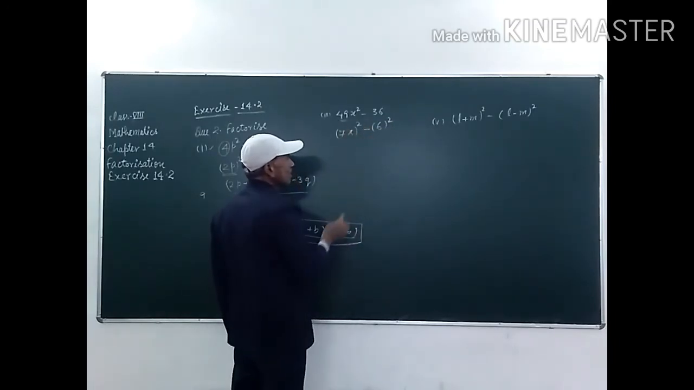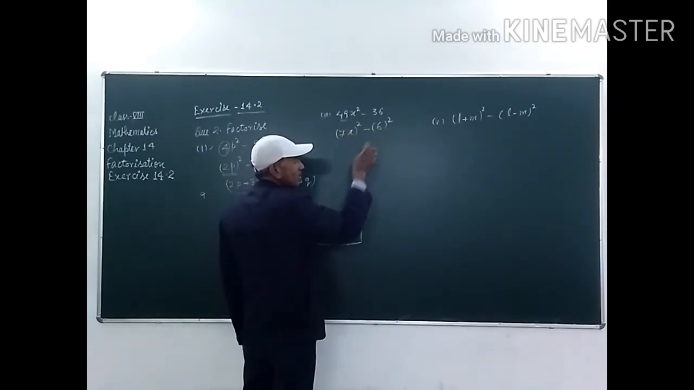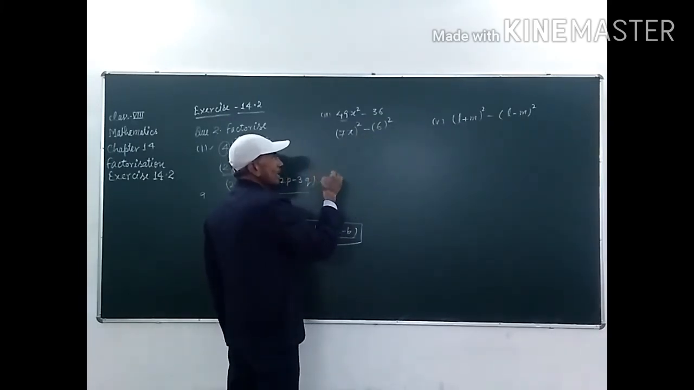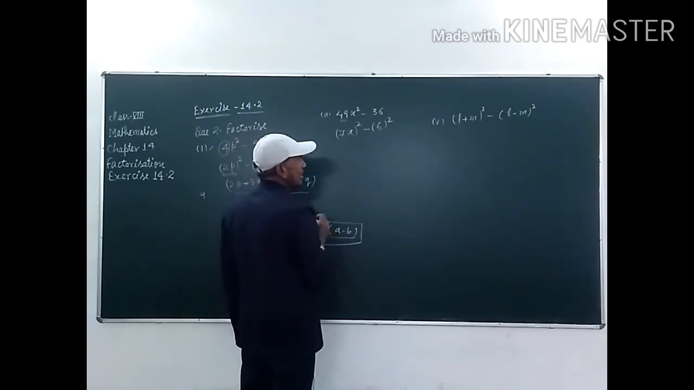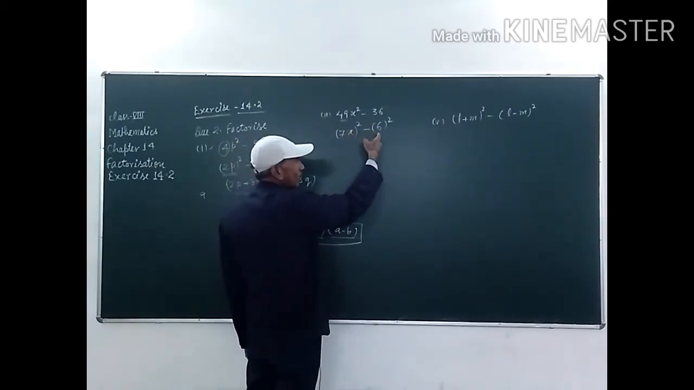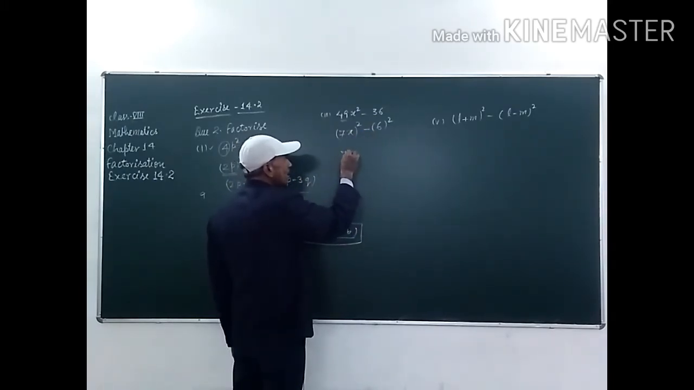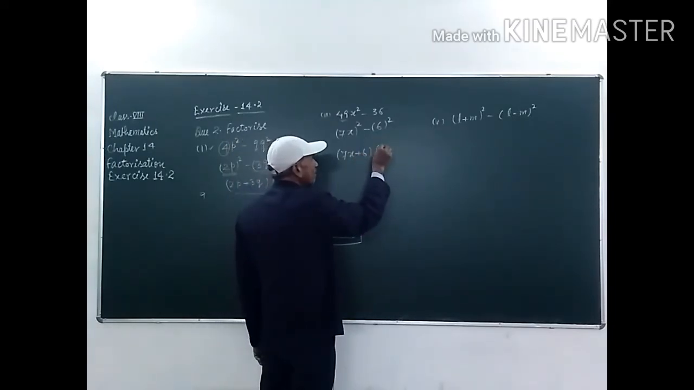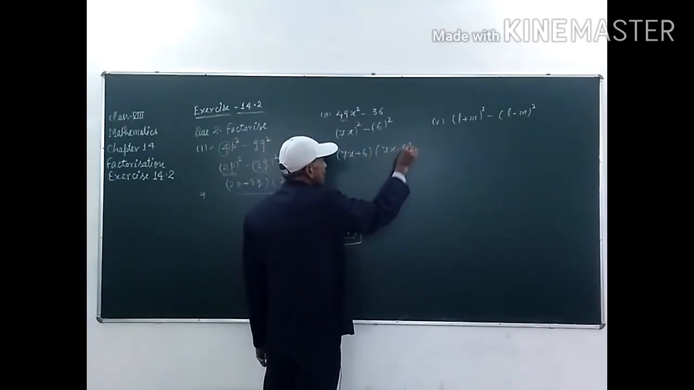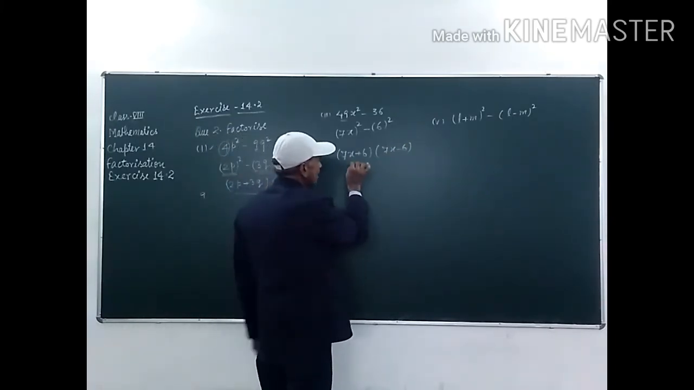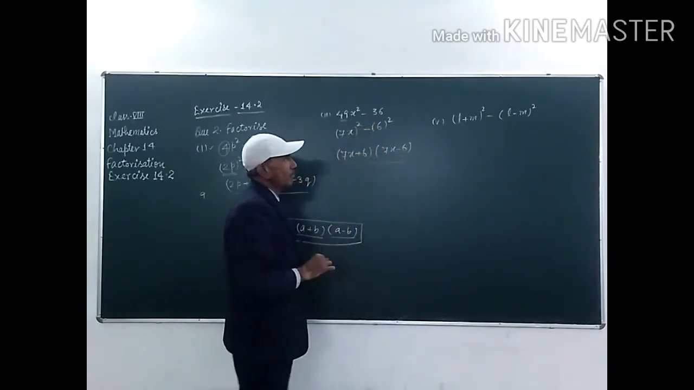Now, this expression is in the form of a square minus b square. So, we have to write first a plus b and second a minus b. It means, student, in place of a there is 7x and in place of b 6. So, we have to write here 7x plus 6, that is a plus b, and in another bracket 7x minus 6, that is a minus b. So, this one is the answer of this part of the question, students.